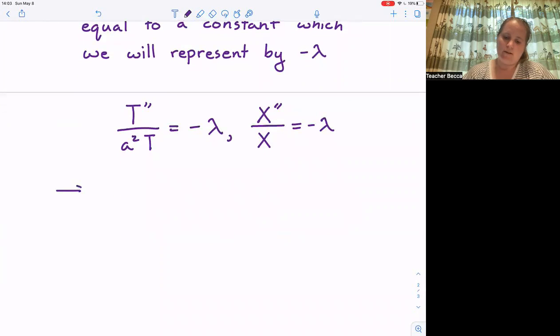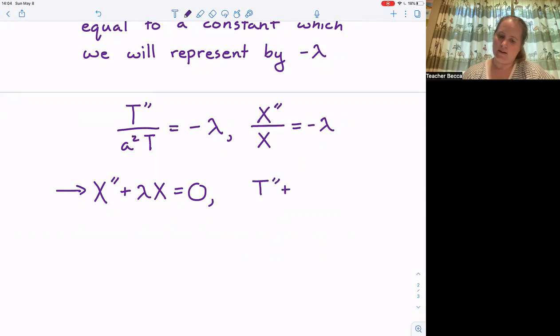Or in other words, X double prime plus lambda X is equal to 0, and T double prime plus a squared lambda T is equal to 0.